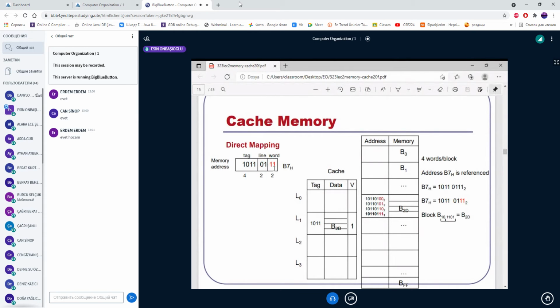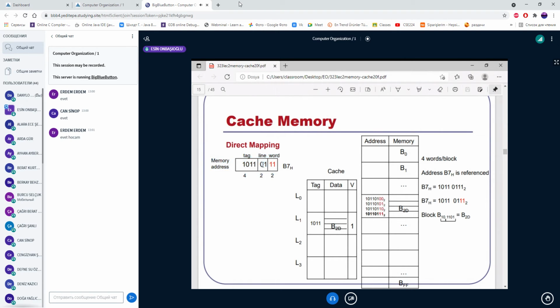The rightmost bits, the word field, show which word it is in the block. In our example, we assume that there are 4 words in a block. The rightmost 2 bits of the addresses of those 4 words would show 0, 1, 2, 3. So if there are 4 words in a block, then 2 bits are enough to address those words. But if there are 8 words in a block, then from this memory address, the rightmost 3 bits will be used as the word field.